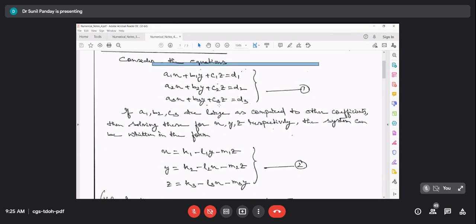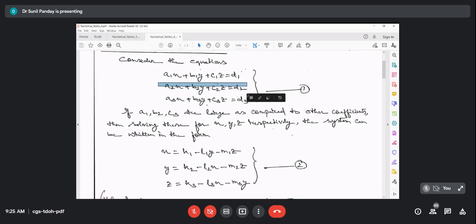So if a1, b2, c3 are large, what we do is divide equation 1 by a1 and rewrite this first equation like this. By dividing by a1, we have only x on the left side and other coefficients are renamed like k1, where k1 is d1 upon a1, then l1 is b1 upon a1, and m1 is c1 upon a1.